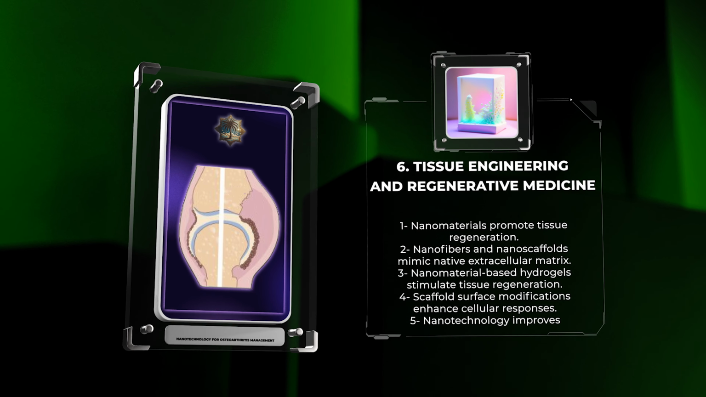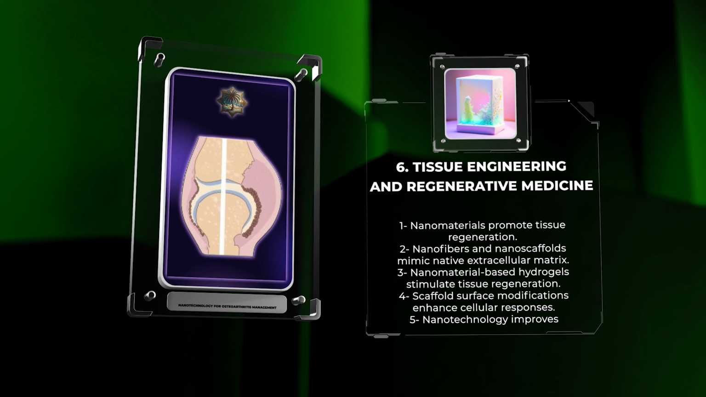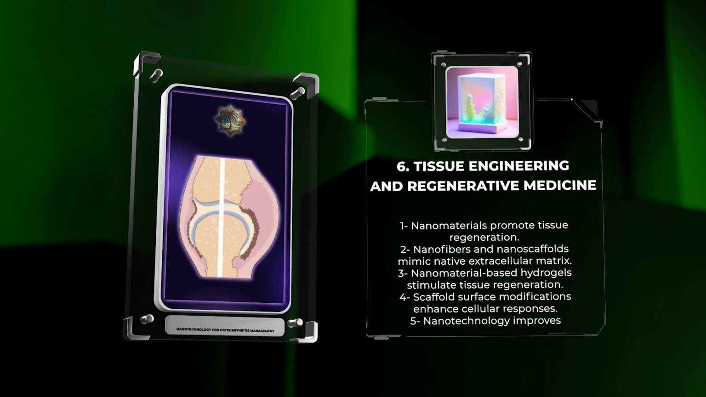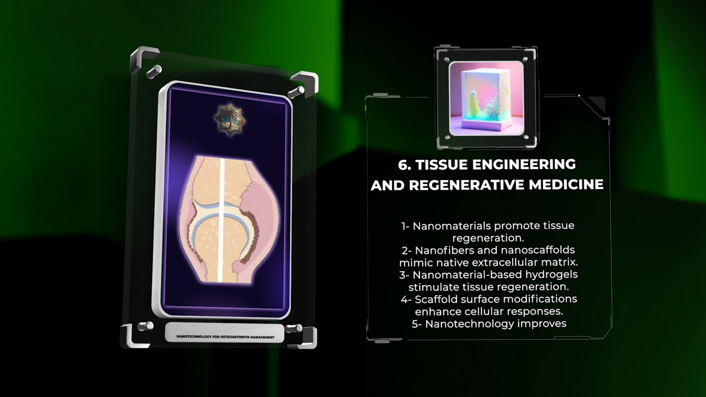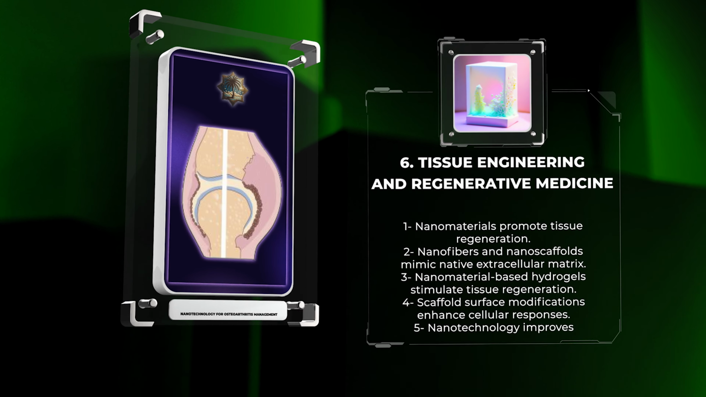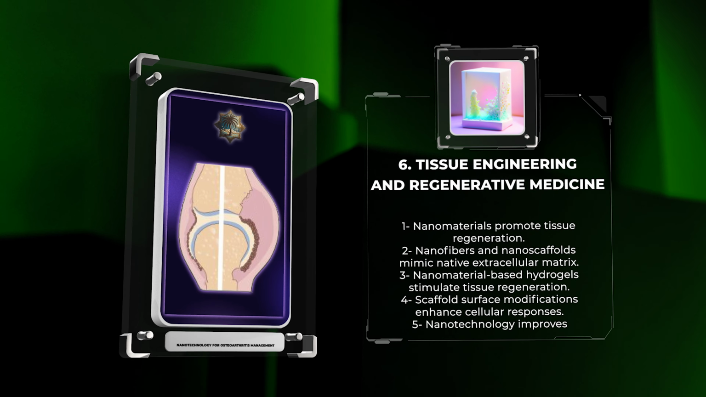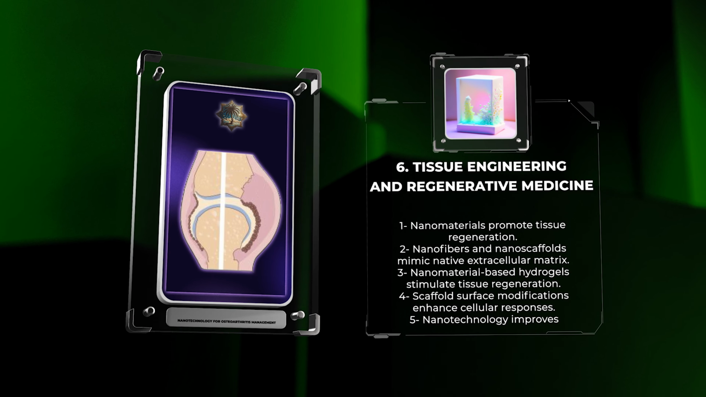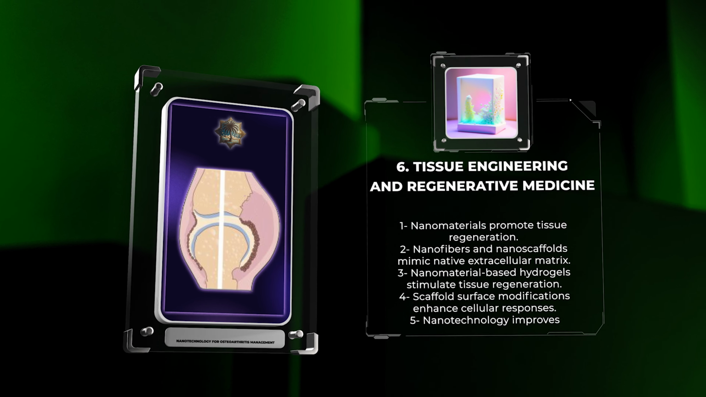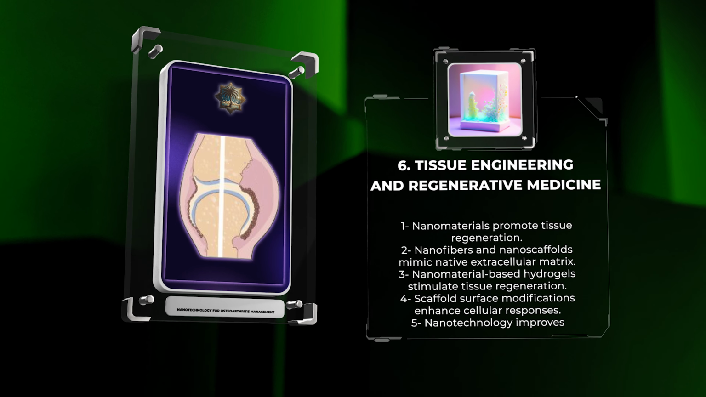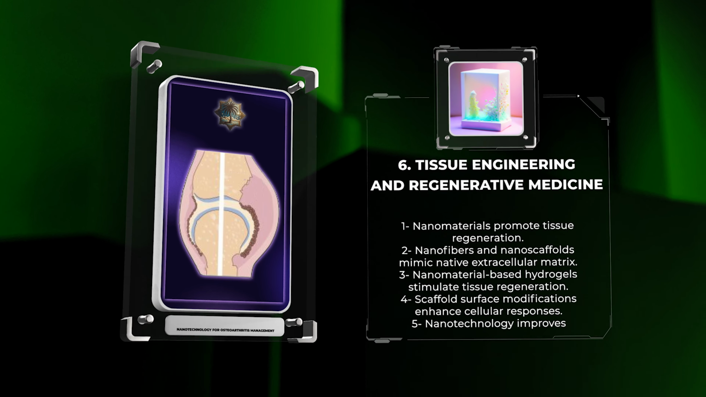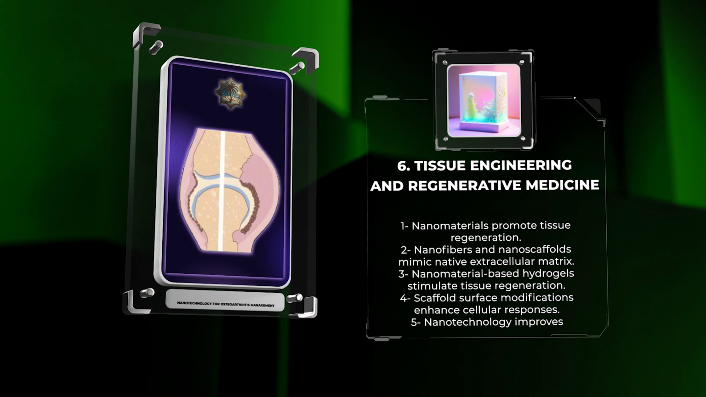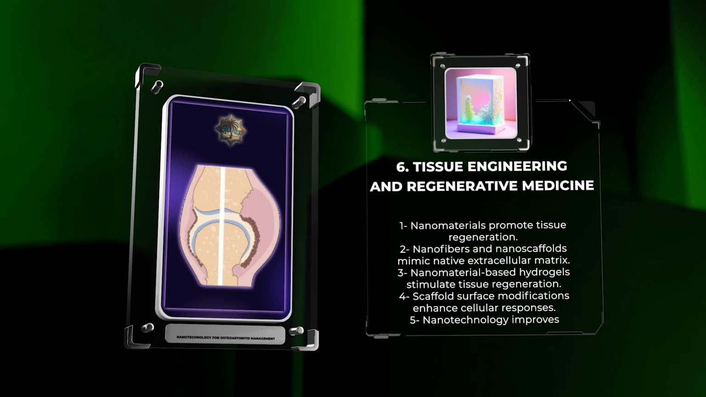Nanomaterials, such as nanofibers and nanoscaffolds, can mimic the native extracellular matrix and provide structural support to promote cell adhesion, proliferation, and differentiation. The use of nanomaterial-based hydrogels, loaded with growth factors or stem cells, has exhibited promising outcomes in stimulating tissue regeneration. Scaffold surface modifications with bioactive molecules or nanotopographical cues can further enhance cellular responses and guide tissue regeneration with improved functional outcomes.